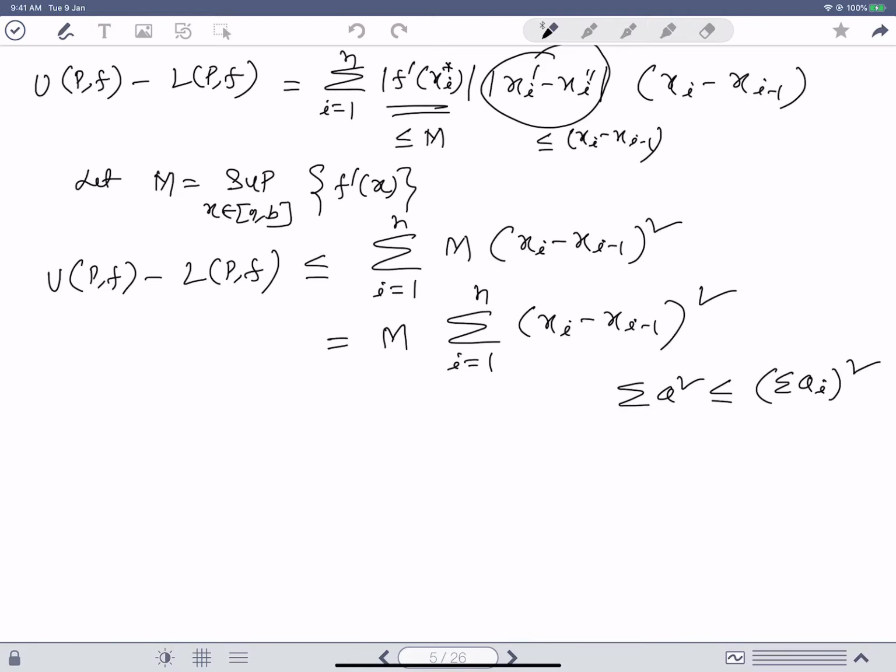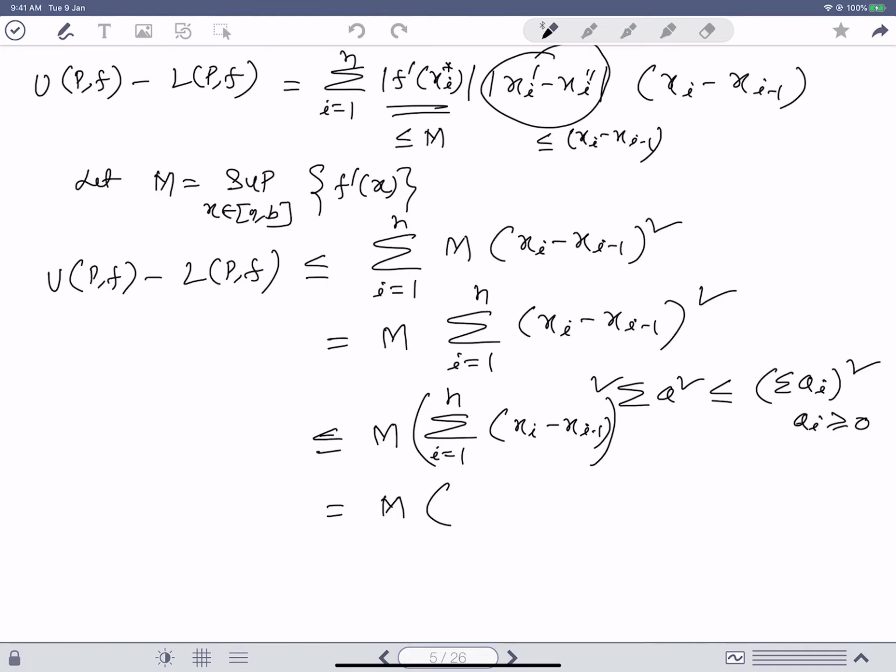Here all the terms are also positive. So, therefore, we get less than or equal to m times the summation i equal to 1 to n of (xi minus xi minus 1) whole square, because here all the terms are positive, right? Now, that is m. Now, if you add this value, you will get (b minus a) whole square.